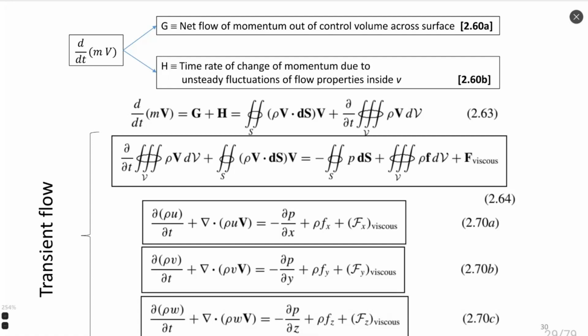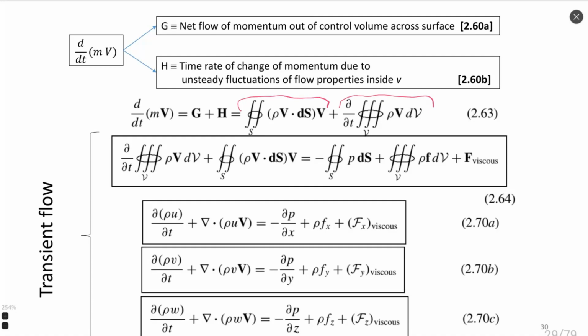Okay, in terms of change of momentum, on the right side of the momentum equation, we have two sources also: the net flow of momentum out of the control volume across the surface, and the time rate of change of momentum due to unsteady fluctuations. These unsteady fluctuations are basically the change of momentum due to all other sources that we already mentioned before. This flow of momentum through the surface is the first part here. You can basically see momentum calculated and integrated over the surface. And unsteady fluctuations in time is this one, a balance of momentum and how it changes in time.